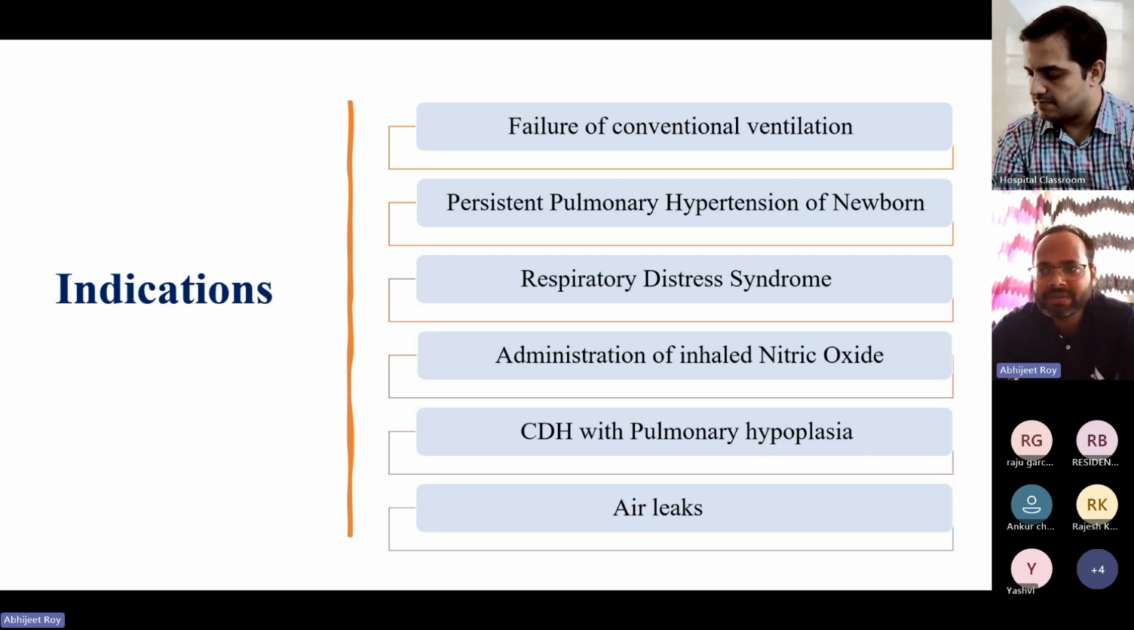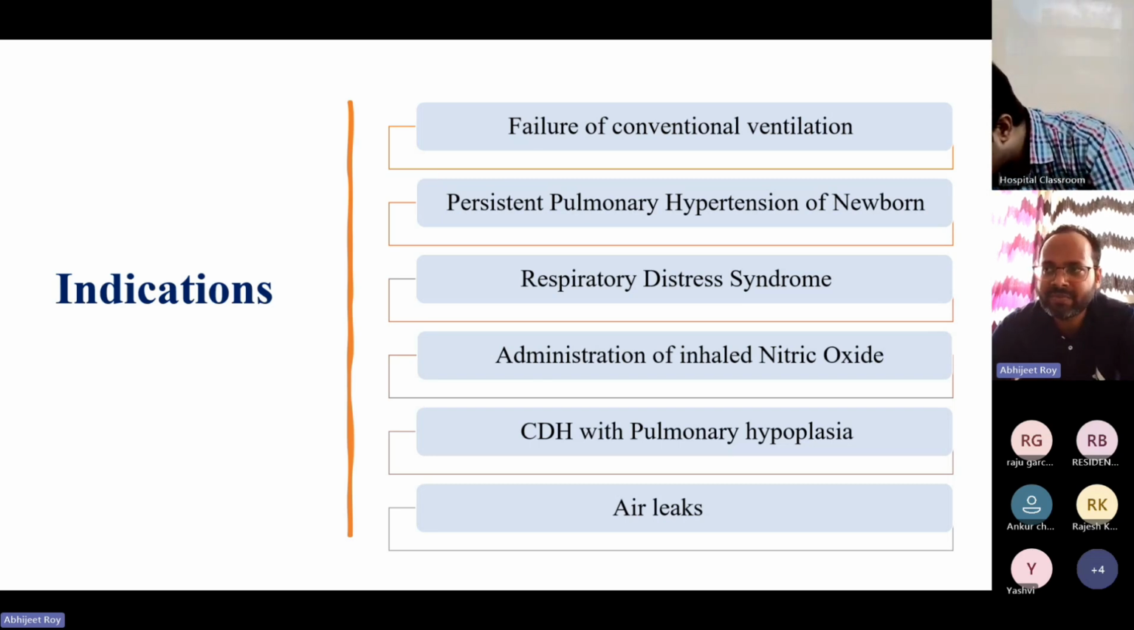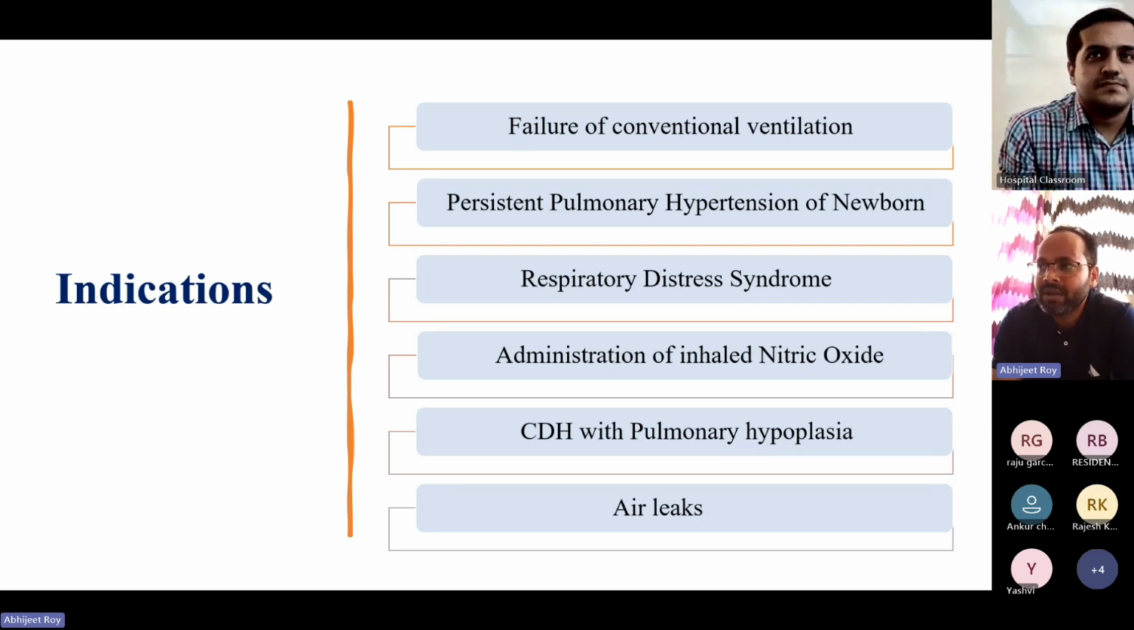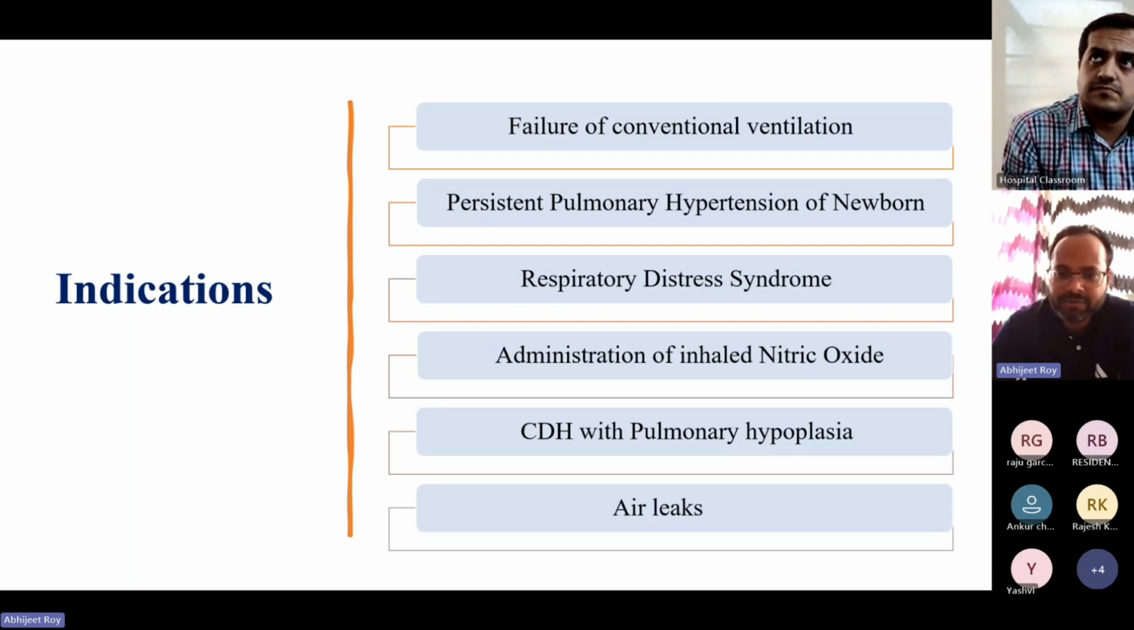How does it help? Because as we know, the pressure fluctuations are minimal. We are operating at a set MAP around which a small amplitude is given. So the pressure fluctuations are minimal. What happens in conventional ventilation is that there is a PIP and PEEP, so the pressure difference is large. As we know, gas flows from higher pressure to lower pressure. So during inspiration, the gas will flow more into the air leak part. But in high frequency ventilation, that gradient is less. So it is useful in air leaks.